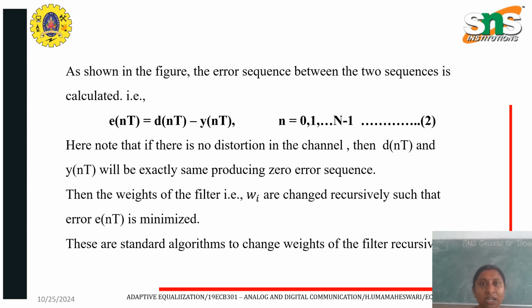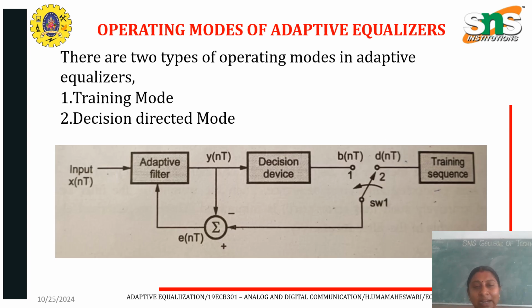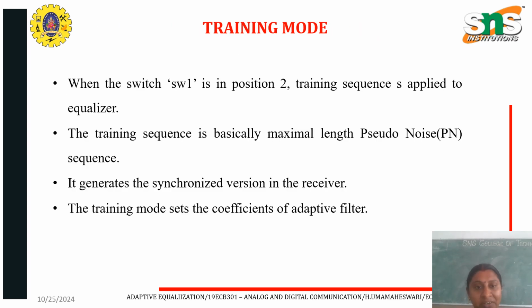These are the standard algorithms to change the weights of the filter recursively. There are two operating modes of adaptive equalizers. One is the training mode and another is the decision directed mode. That is, the input is given to the adaptive filter and then to the decision device, and finally there is a switch. We will analyze the data using the training sequence.